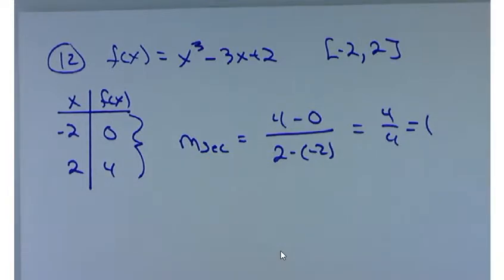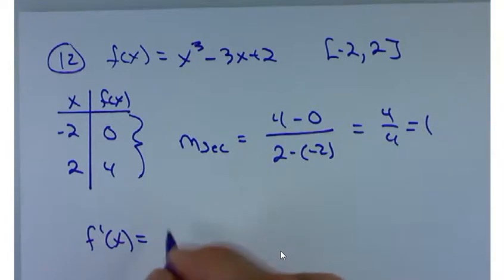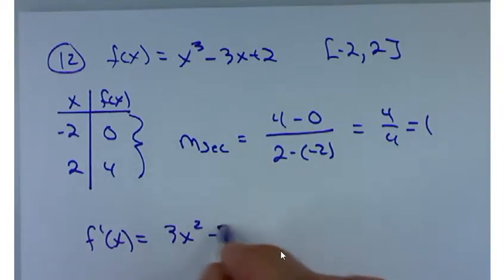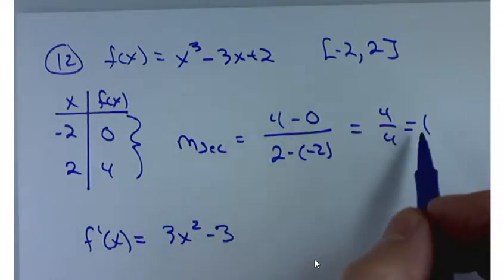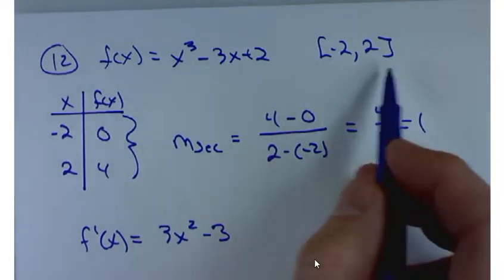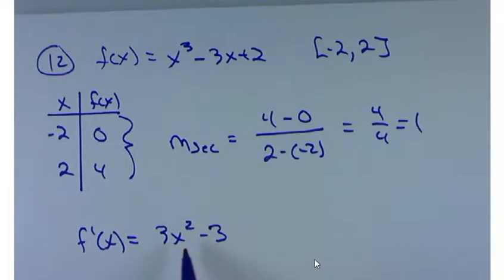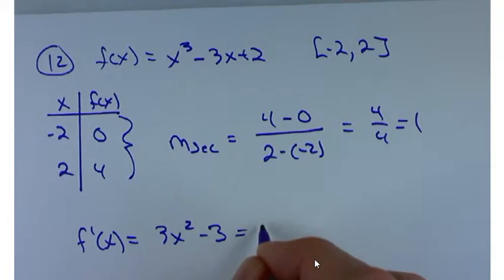What is it that measures the slope of the tangent line? The derivative. All right. So what's the derivative of f? 3x squared minus 3. Yeah. So 3x squared minus 3, right? So someplace in this interval, in the interval of -2 to 2, the slope of the tangent line has to equal 1.